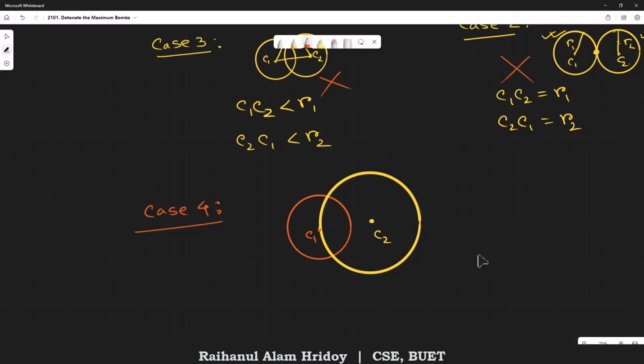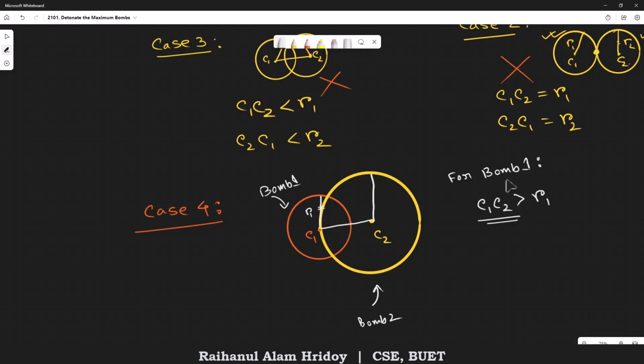From here, be careful to see that this is the distance. If we calculate from C1, C1 meaning bomb 1, we are actually determining for bomb 1. For bomb 1, we can see that this distance is out of bound of its region, so C1 C2 is greater than its radius, which is R1, this R1.